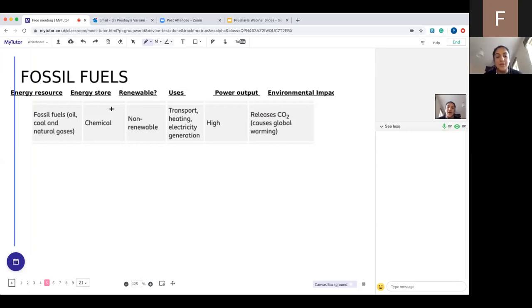And the uses of burning fossil fuels for energy is really all of the uses that we have, so transport, heating, electricity generation, and so obviously that makes it kind of the top contender for energy resources, as well as having a high power output. So many advantages, but also some quite bad disadvantages.